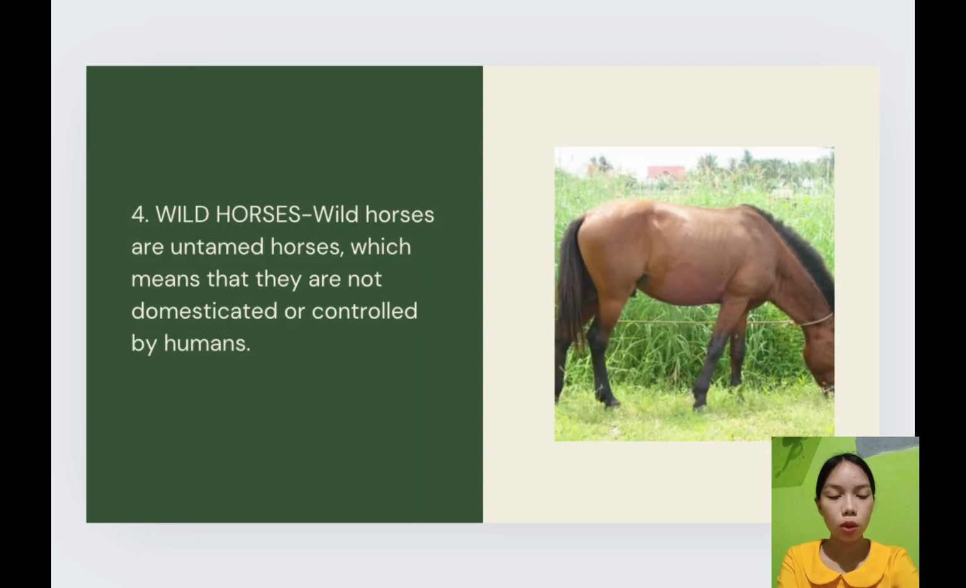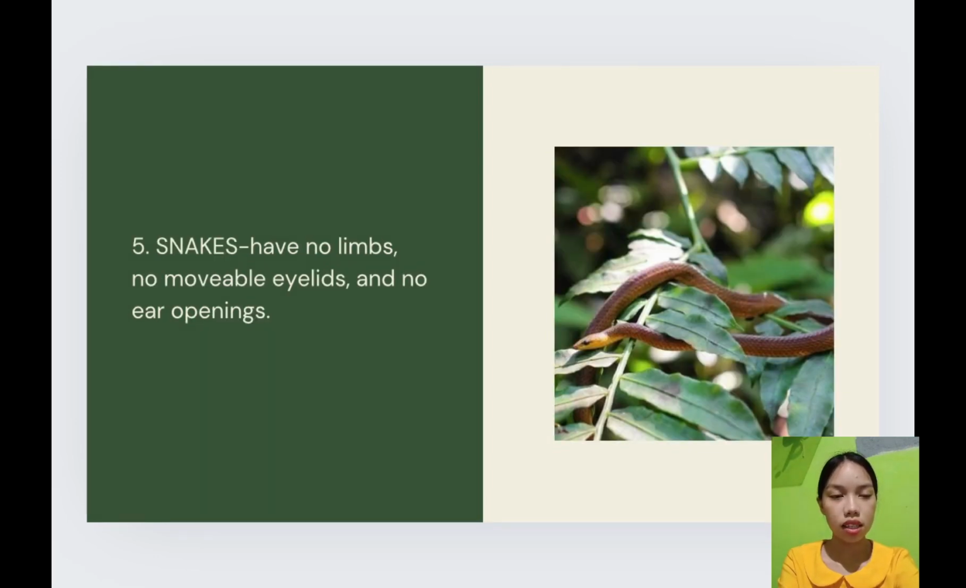Number 4 is wild horses. Wild horses are untamed horses, which means that they are not domesticated or controlled by a person. They prefer to inhabit open areas such as steppes and grassland. Number 5 is snakes. Snakes have no limbs, no movable eyelids, and no ear openings. They live in a wide variety of habitats such as forests, swamps, desert, fresh and salt water, and in grassland.